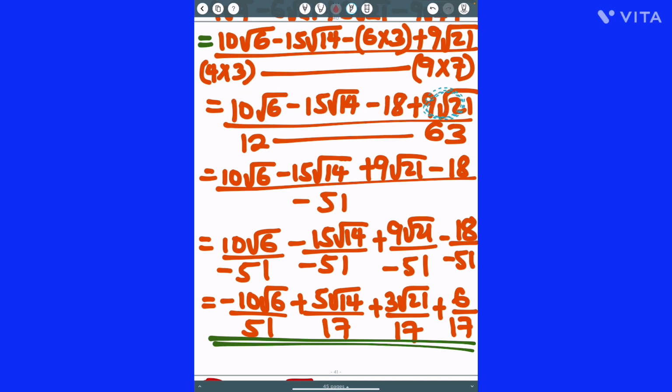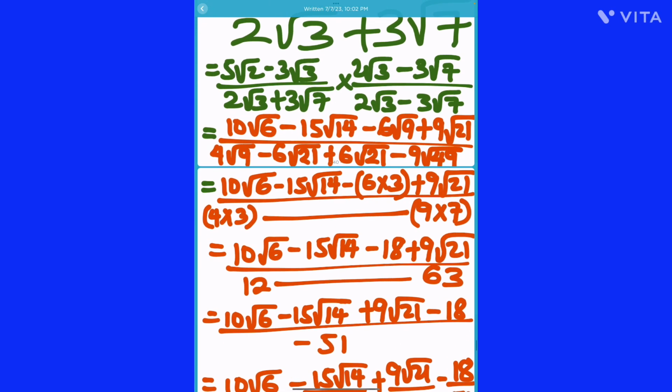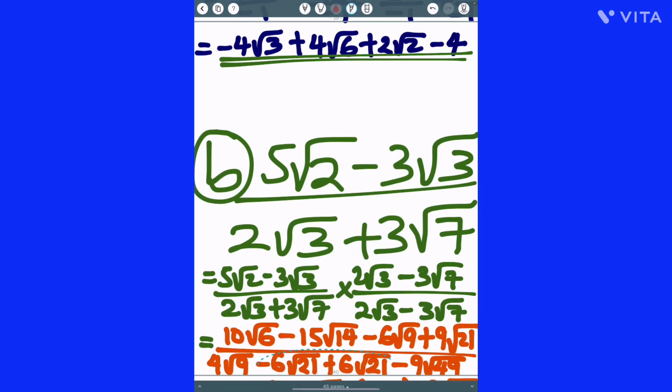This can be further simplified. This also cannot be simplified further. So I'll leave each of them the way they are. But here, 4 times 3 is 12. Then 9 times 7 is minus 63. Notice how the middle terms cancel out. Minus 6 root 21 plus 6 root 21 will give you 0, just like minus 6x plus 6x is 0.